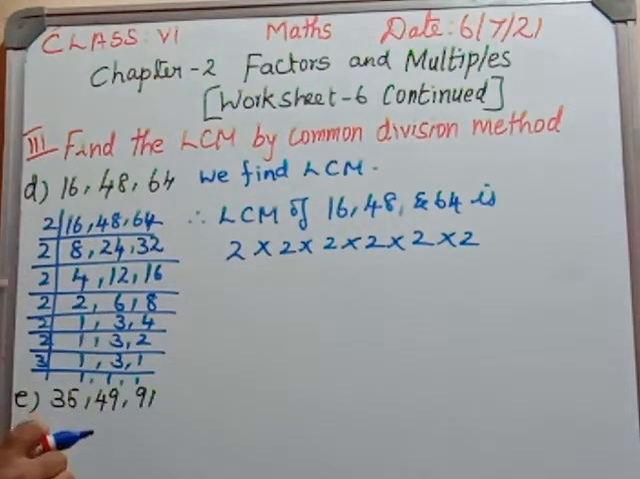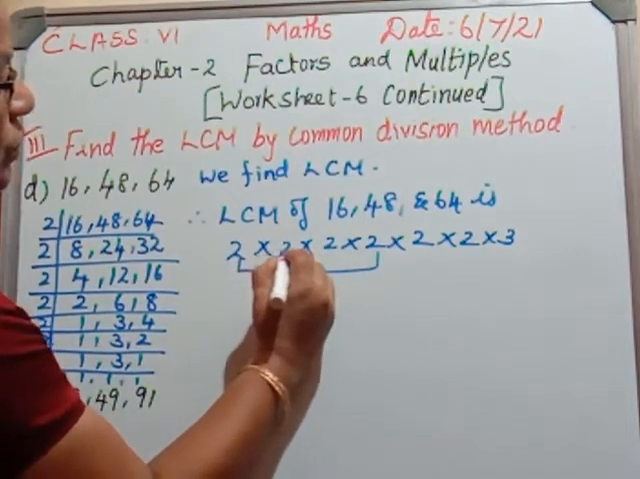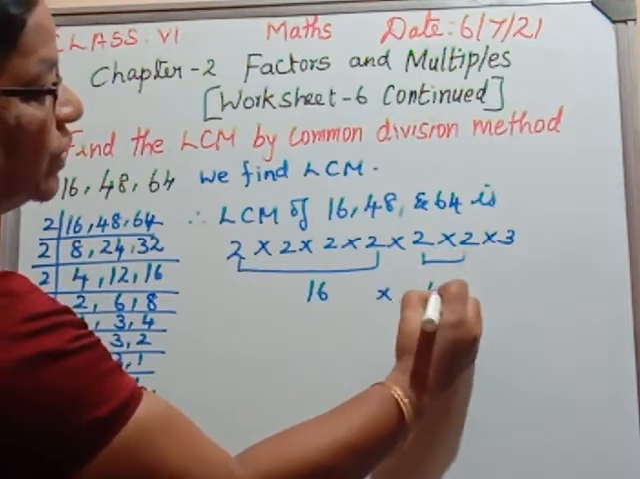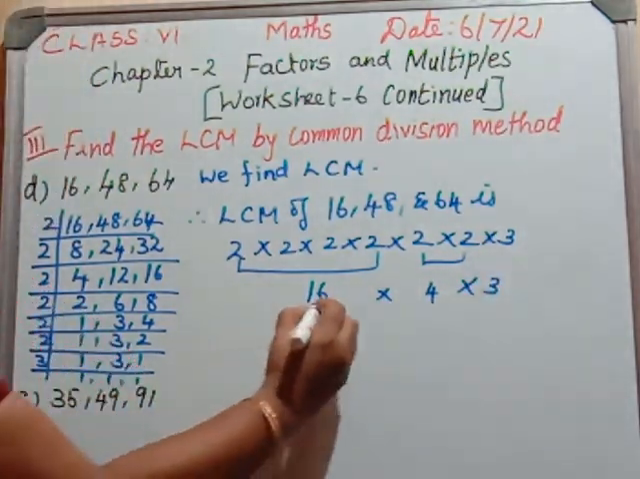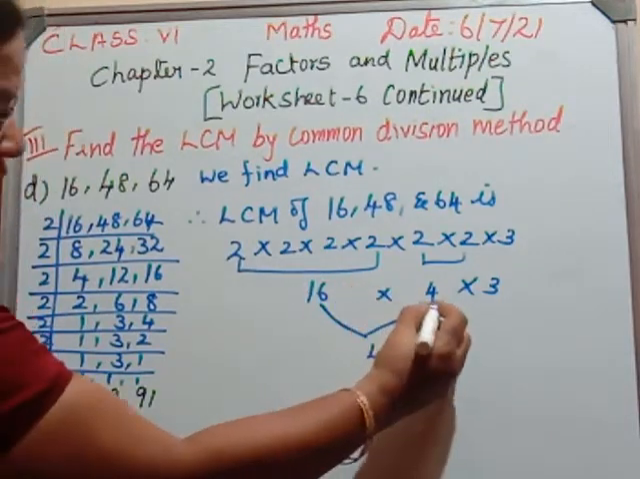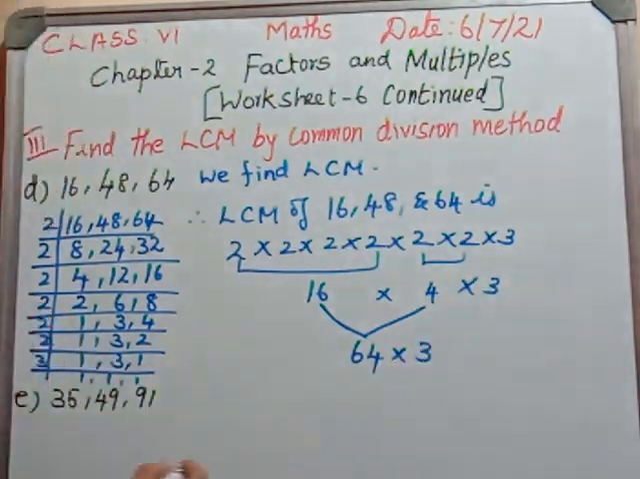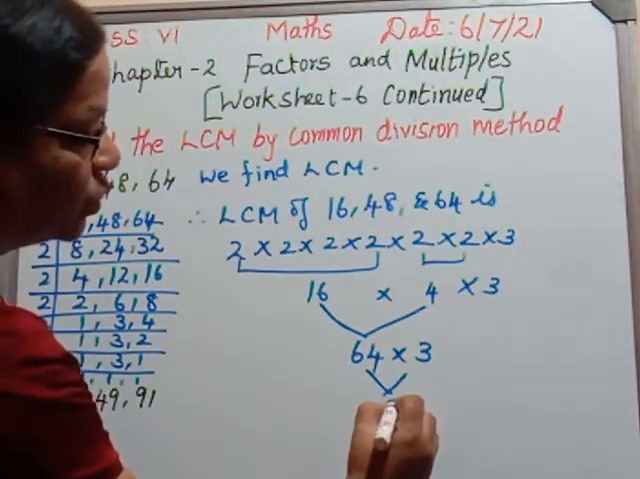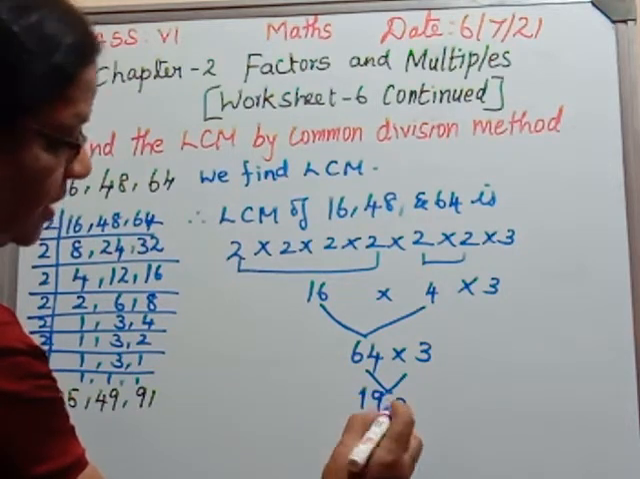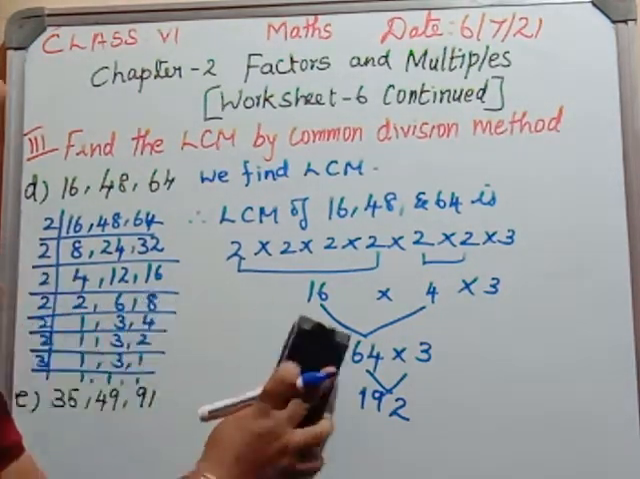Here how many times is 2 repeated? 6 times, into 3. Now 2 2's are 4, 4 2's are 8, 8 2's are 16. Here 2 2's are 4, into 3. Now we will multiply these. 6 4's are 24, remainder 2, 4 1's are 4, 4 plus 2, 6. Now multiply into 3. 3 4's are 12, remainder 1. 6 3's are 18, 18 plus 1, 19, 192.